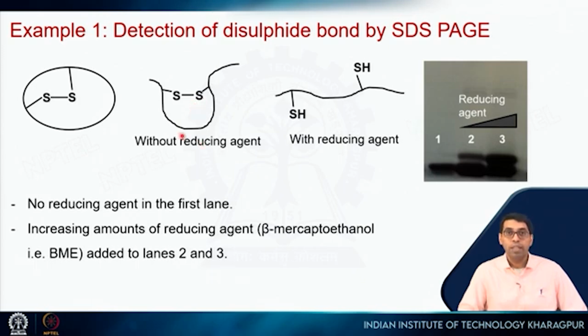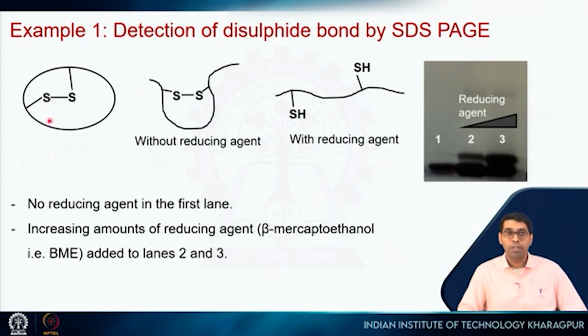So when you do not add any reducing agent, you get this band, but when you add reducing agent, some of your molecules will be reduced, so you will start seeing a second band because it is longer, so it will move slower, right? And as you keep on adding more and more reducing agent, this band will become thicker and thicker, and this will become smaller and smaller, right? So just by doing this experiment, you can tell that yes, these two cysteines are forming disulfide bond.